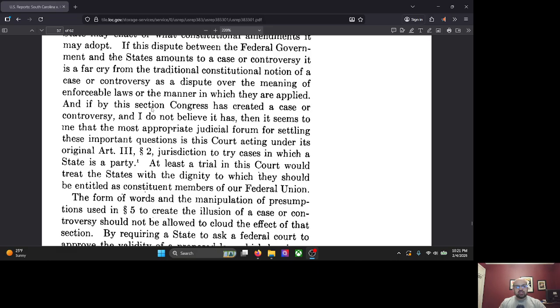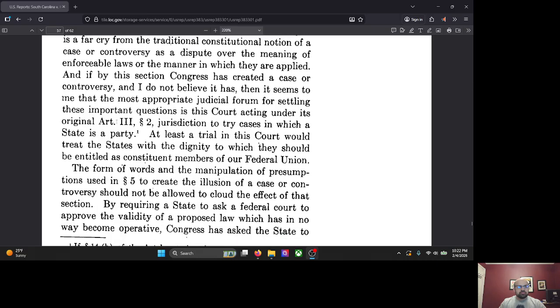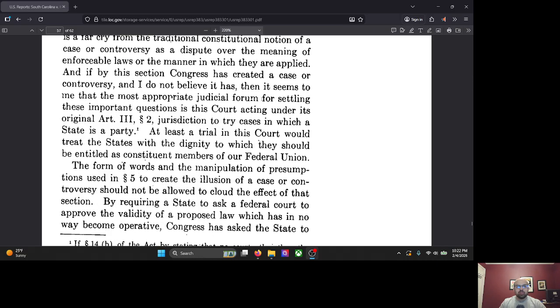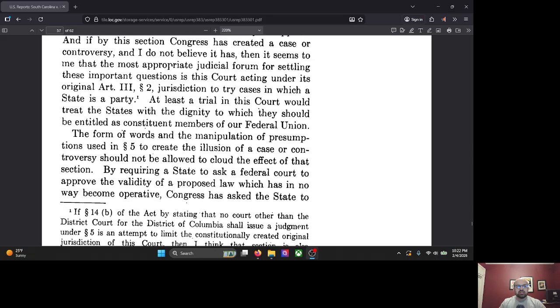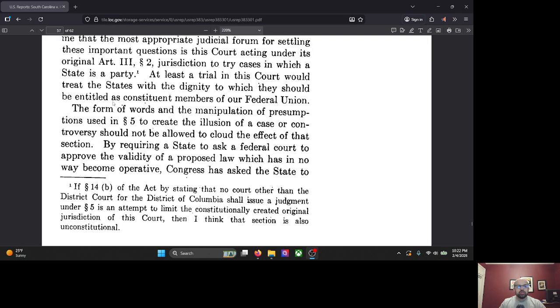And if by this section Congress has created a case or controversy, as I do not believe it has, then it seems to me that the most appropriate judicial forum for settling these important questions is this court, acting under its original Article 3, subsection 2 jurisdiction, to try cases in which a state is a party. At least a trial in this court would treat the states with the dignity to which they should be entitled as constituent members of our federal union.